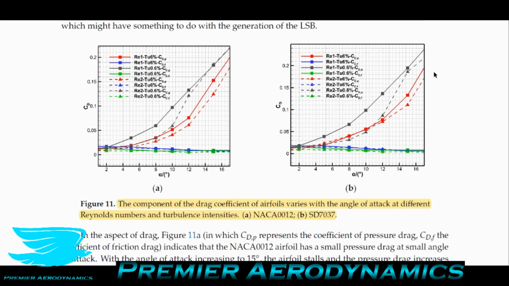Now, in different applications, for example, on cars or just cylinders, for example, you can get other things just called vortex drag, and they're akin to induced drag.